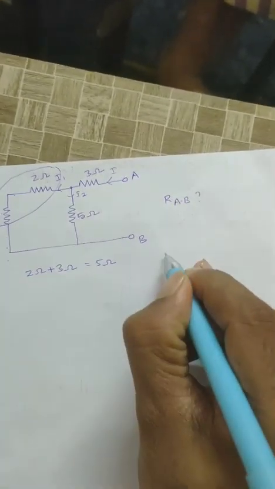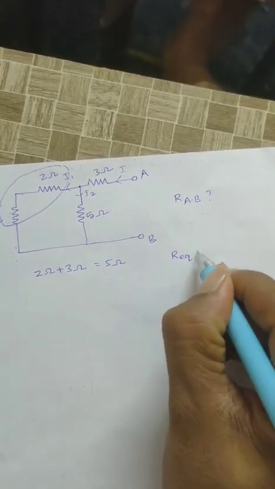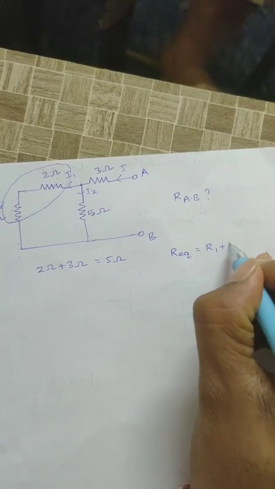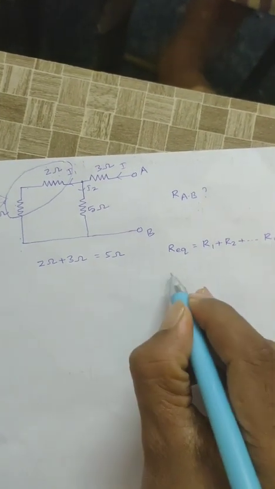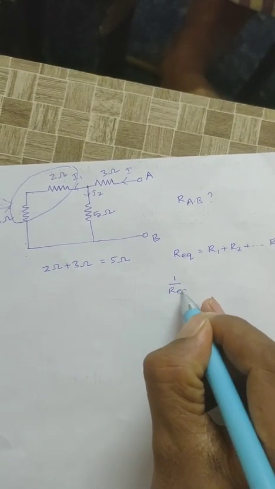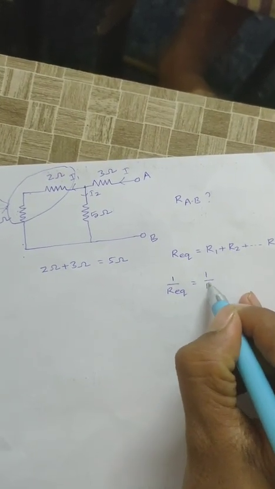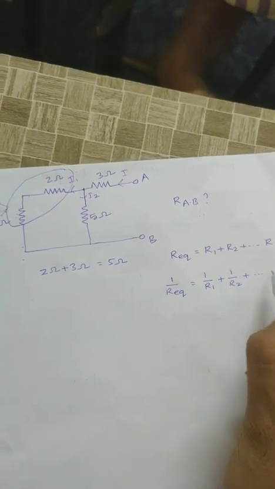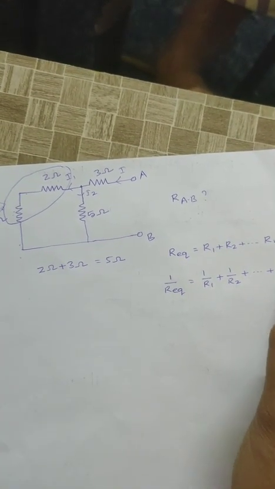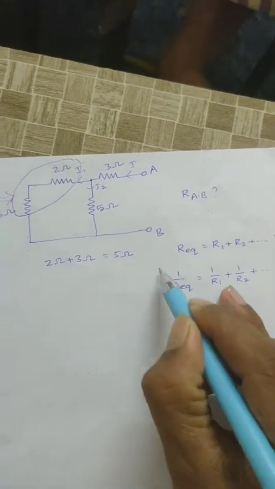Okay, you can remember these formulas. R equivalent is equal to R1 plus R2 and so on up to Rn for series connection. For parallel connection, 1 by R equivalent is equal to 1 by R1 plus 1 by R2 and so on plus 1 by Rn. I will derive these equations in upcoming classes.